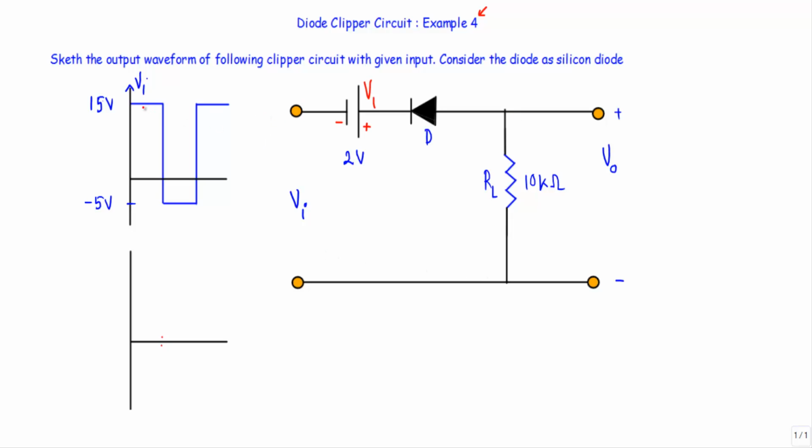In this clipper circuit, we are applying this rectangular waveform and we have to draw the output waveform across this terminal to this terminal. We have to consider this only diode as silicon diode. Silicon diode, that means when the diode will be in forward bias, we will replace it with its constant voltage drop model or 0.7 volt source. And when the diode will be in reverse bias, we will replace it with open circuit.